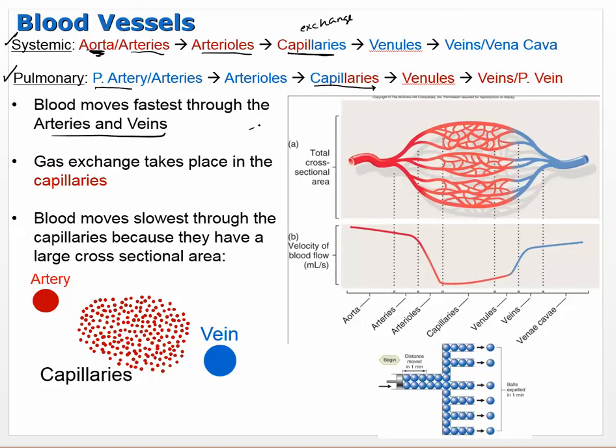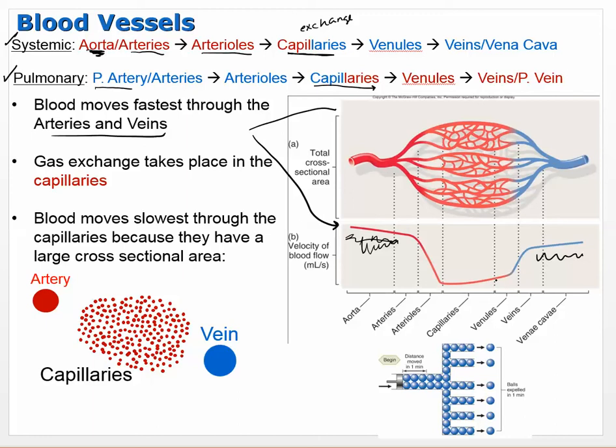Okay, so blood moves fastest through the arteries and veins, and that's what this graph is showing. It's showing the velocity, that's down here. It's showing that it's faster in the arteries than in the veins, so it's absolutely faster in the arteries, which makes sense because the heart is pumping that blood. So it's fastest there, but then it slows way down in the capillaries.